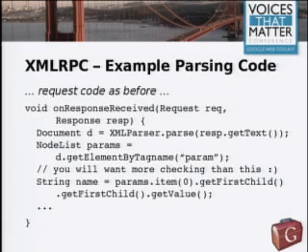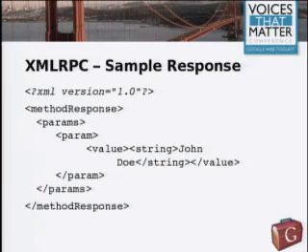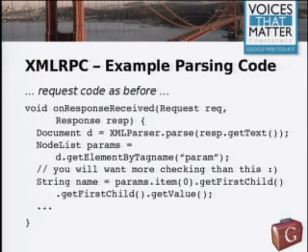Once you get the document, then you can do your normal DOM operations on it. So for example, we can find all the tags named param and get it in a node list. And in this case, I just went directly to the one I wanted, which is the inner John Doe string value. So we have the param, inside there is a value, inside there is a string, and so we just go directly to get that value.